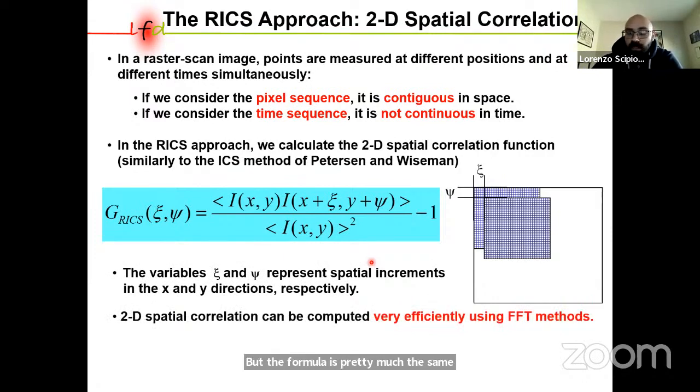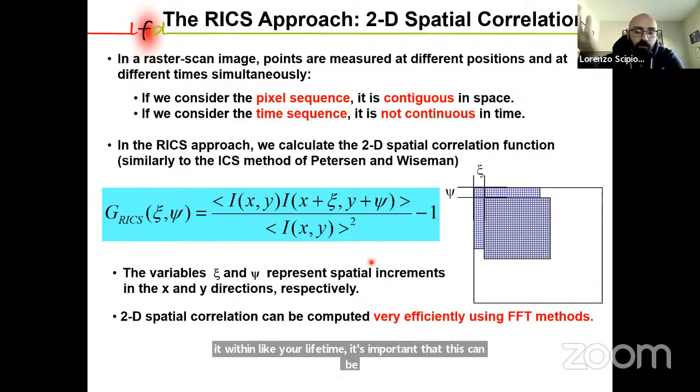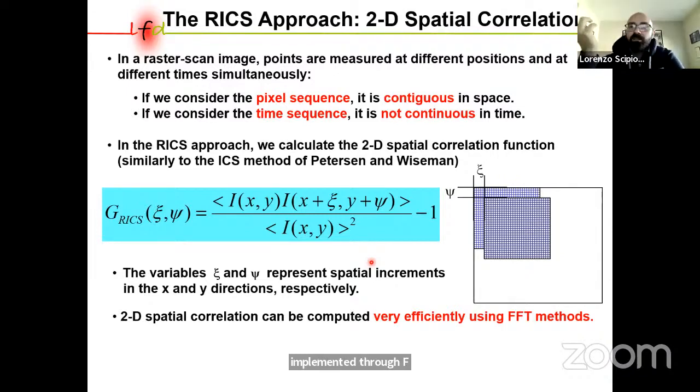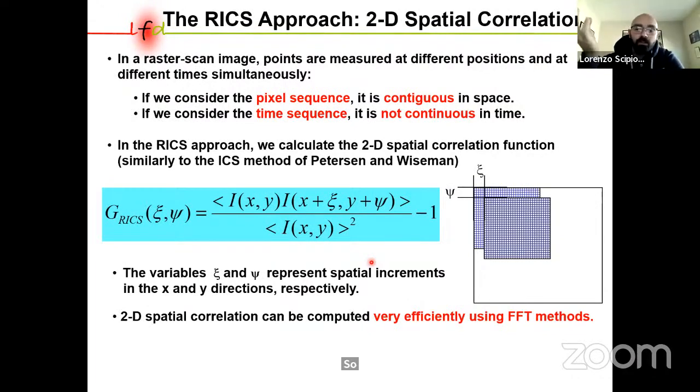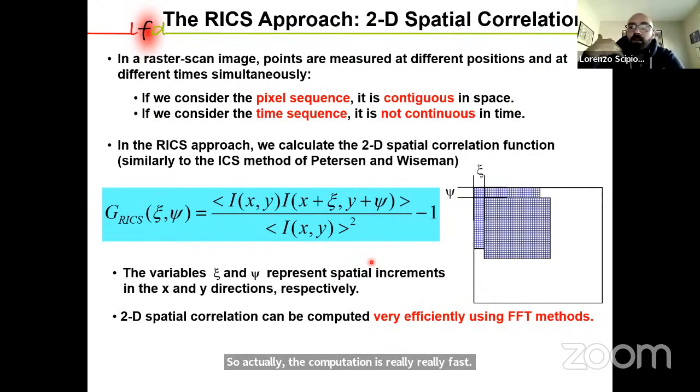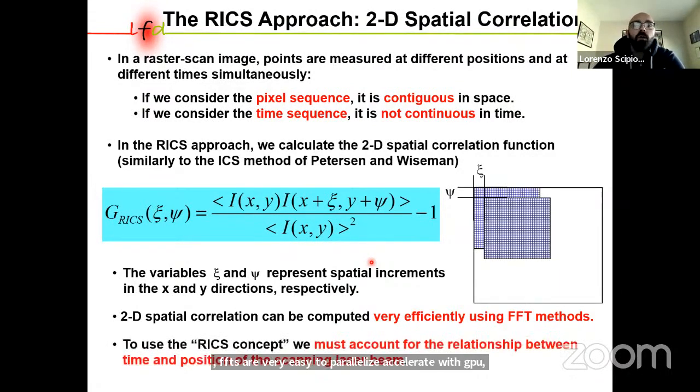And since it's a lot of operations and you want to do it within your lifetime, it's important that this can be implemented through FFT methods, as much as FCS is. So actually the computation is really, really fast. Also, FFTs are very easy to parallelize, accelerate with GPU and so on and so forth. So we are covered on the computation time.